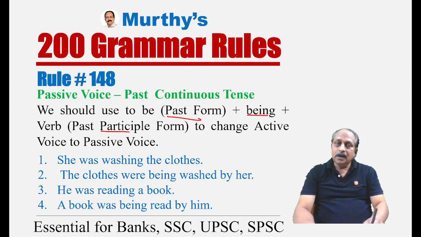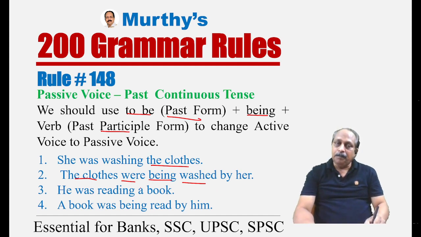What is it? Same pattern, but for present continuous passive voice, to be in the present form; past continuous passive voice, to be in the past form. Otherwise, it is the same pattern. She was washing the clothes. Washing what? The clothes. The clothes, plural, were, to be in the past plural form, being washed by her. Wash, washed, washed, a regular verb.